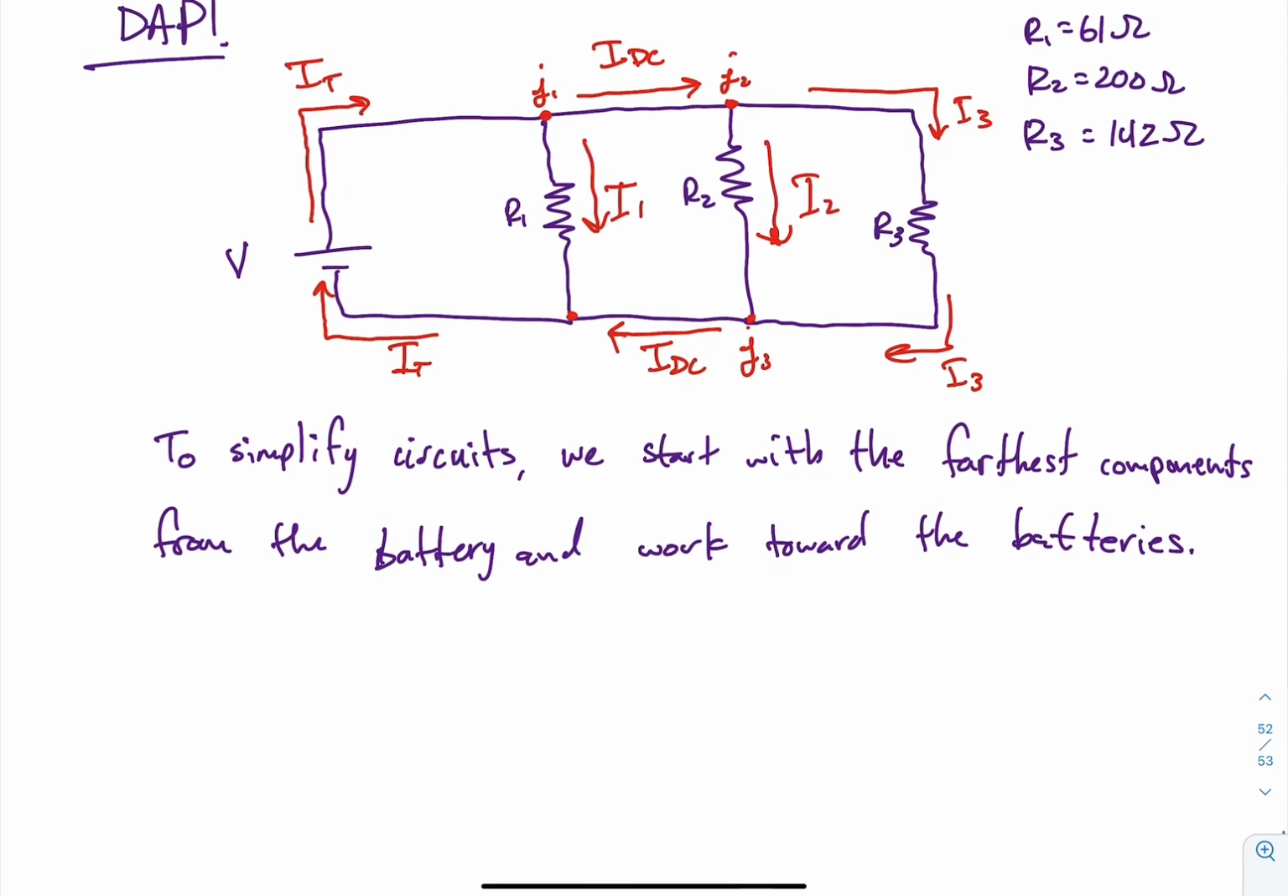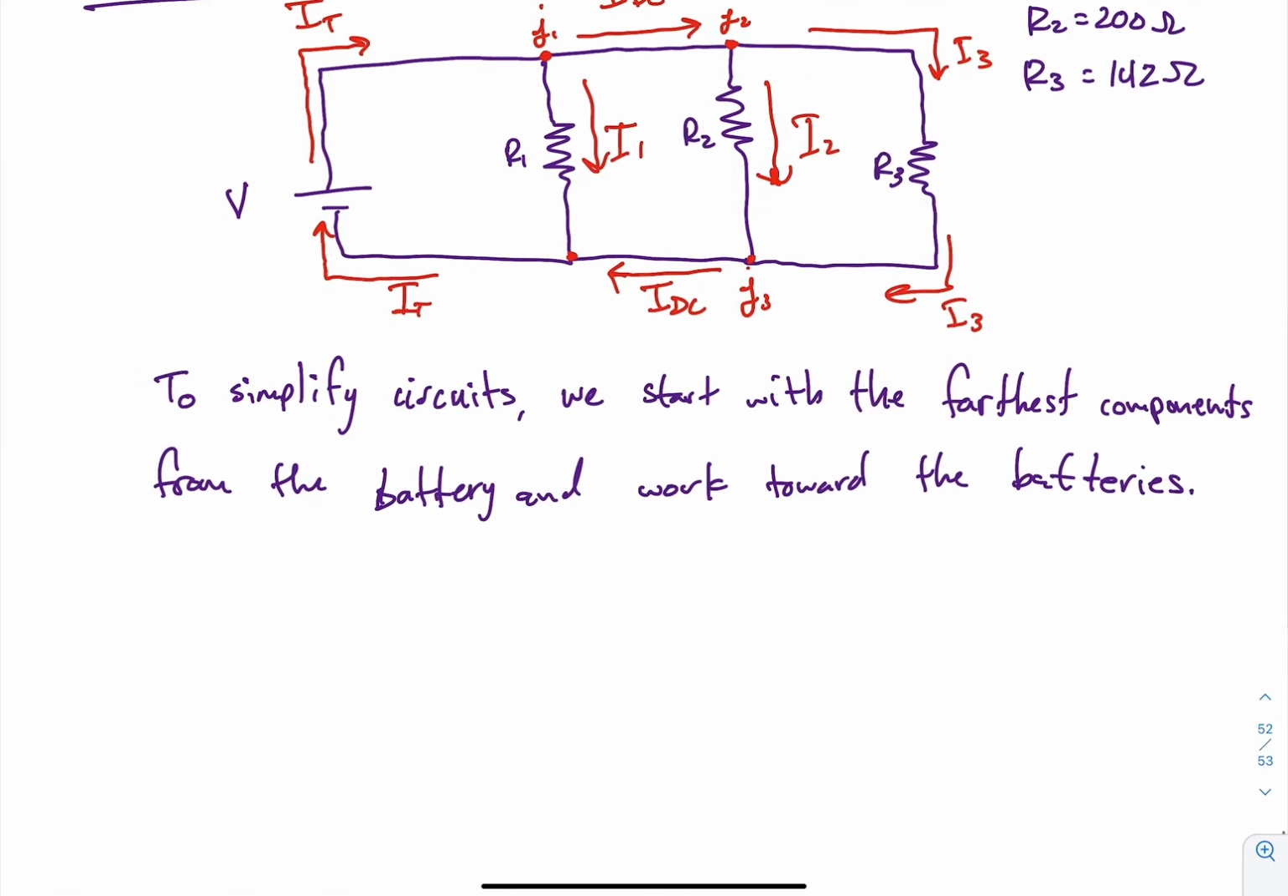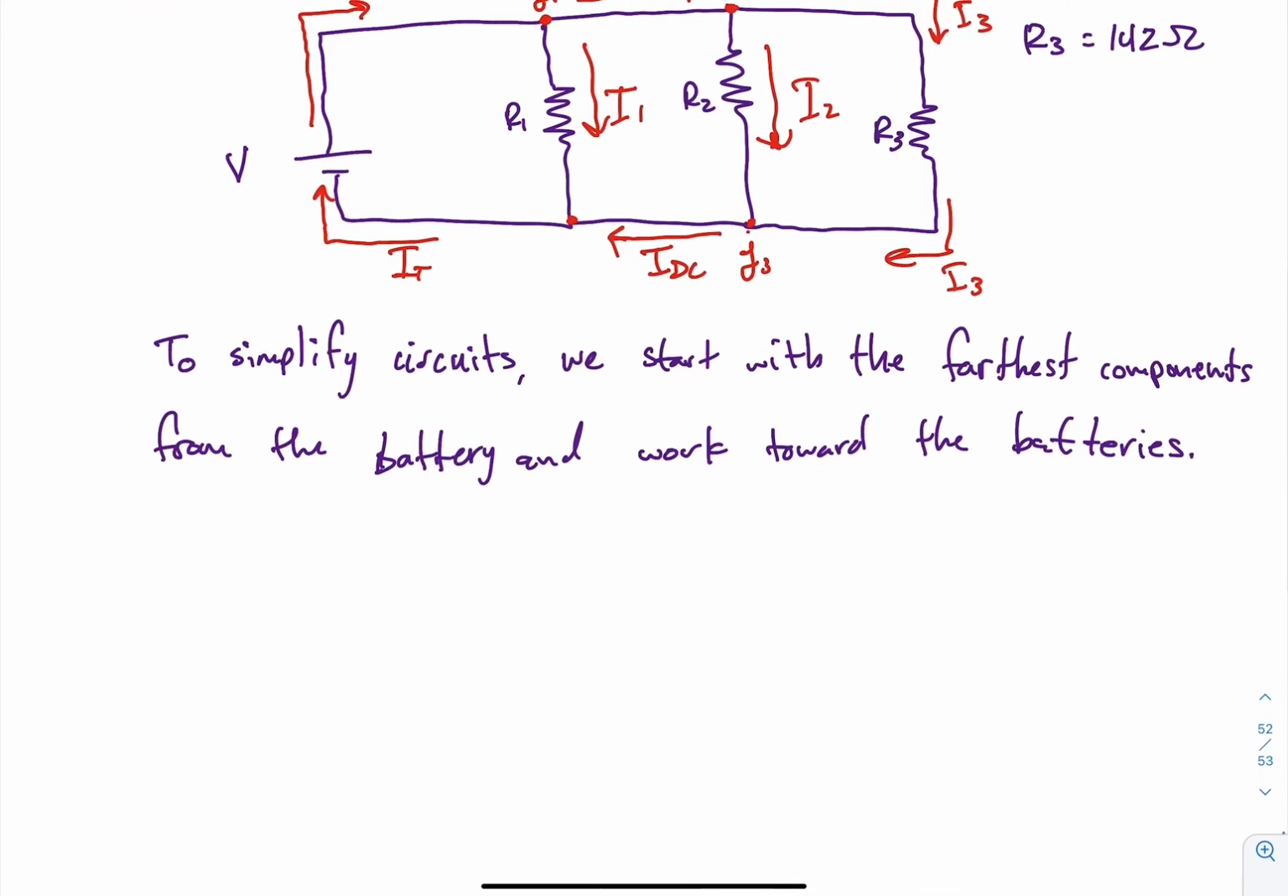So as I was saying, we're going to start from away from the battery. And so our battery's on the left. We're going to take our farthest connection, R2 and R3, and combine those first. And so what I'm going to do is combine R2 and R3, and they're in parallel. So I use our equivalent resistance for a parallel connection.